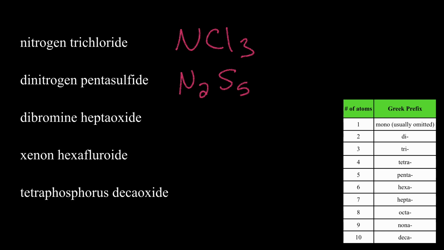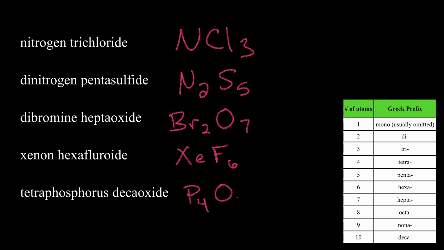Dibromine, so 2 bromine, so Br2. Heptaoxide, O7. Xenon hexafluoride: just 1 xenon, so Xe, and hexafluoride, F6. Tetraphosphorus: tetra 4, phosphorus, P4. Decaoxide, O10.